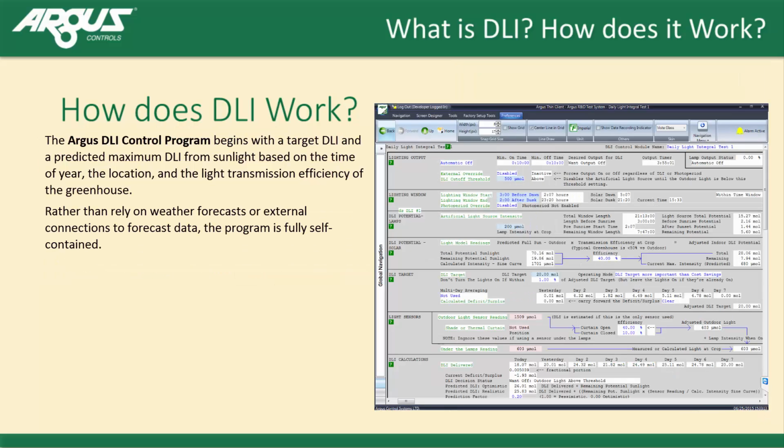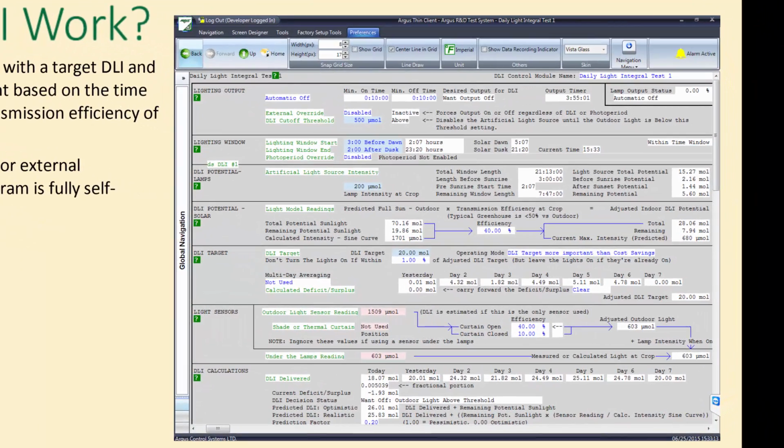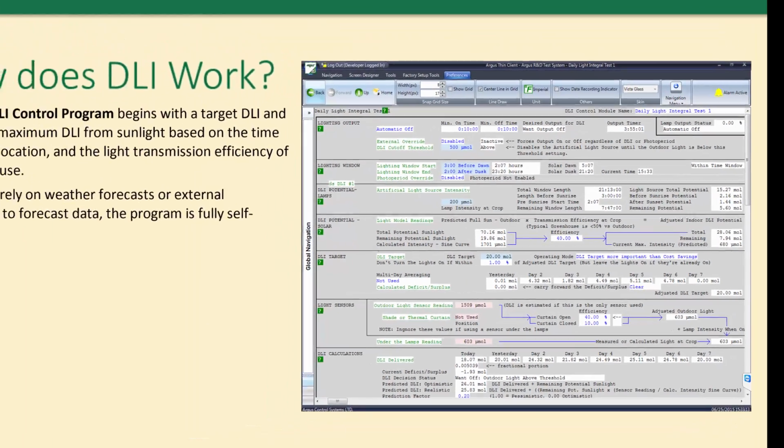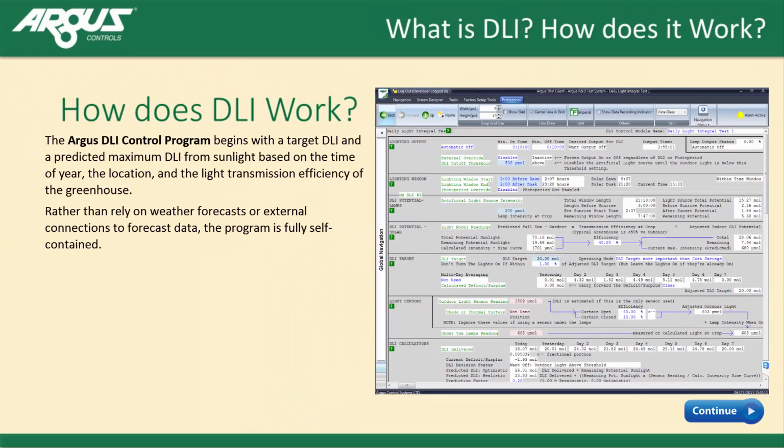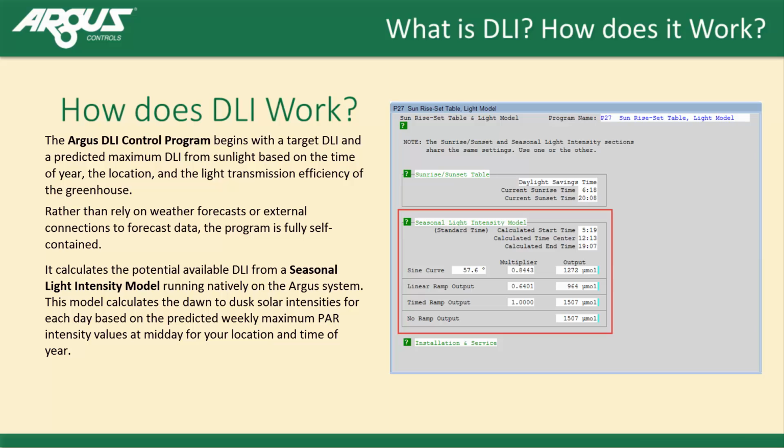The Argus DLI control program begins with a target DLI and a predicted maximum DLI from sunlight based on the time of year, the location, and the light transmission efficiency of the greenhouse. Rather than rely on weather forecasts or external connections to forecast data, the program is fully self-contained. It calculates the potential available DLI from a seasonal light intensity model running natively on the Argus system. This model calculates the dawn to dusk solar intensities for each day based on the predicted weekly maximum PAR intensity values at midday for your location and time of year.